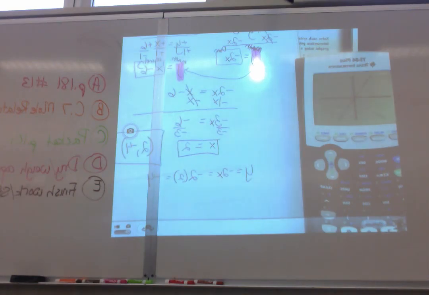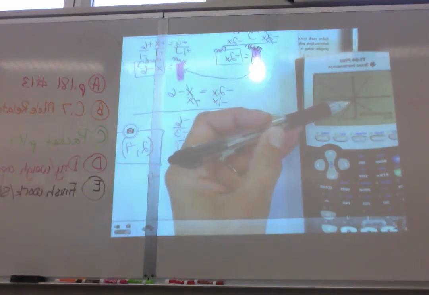There's one graph. There's another graph. What am I going to do next to find the intersection? Enter, enter, enter. What do you see? X equals 2, y equals negative 4. And there's what it looks like on the crisscross.